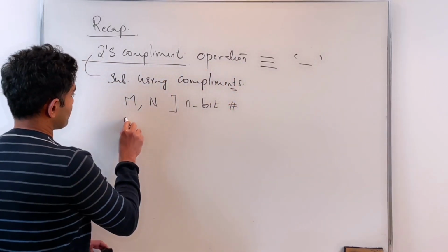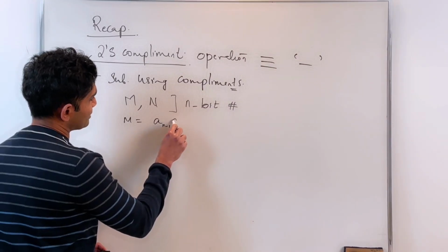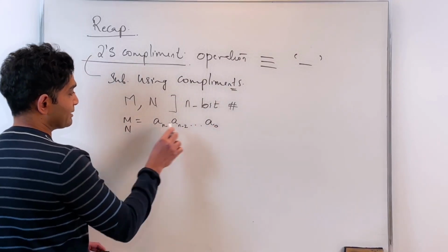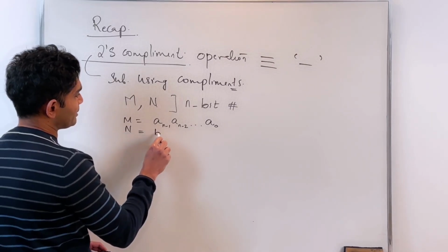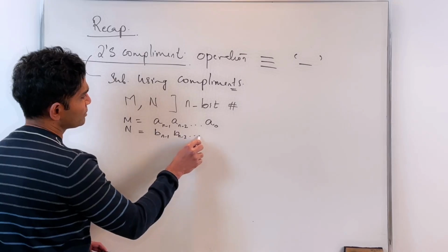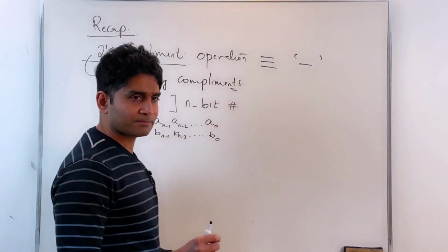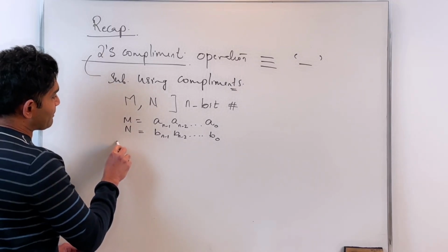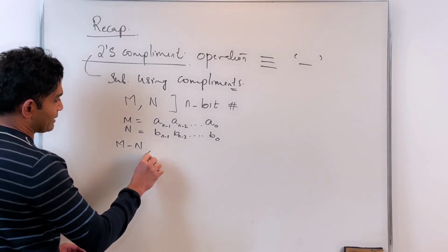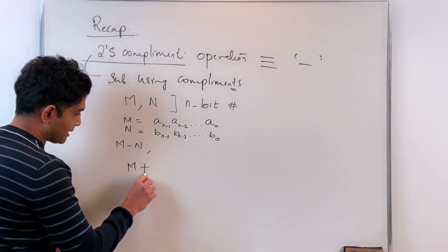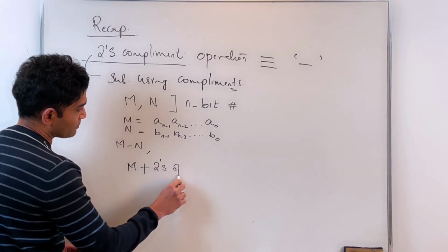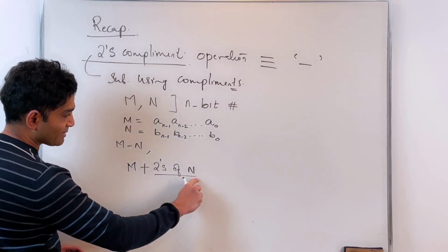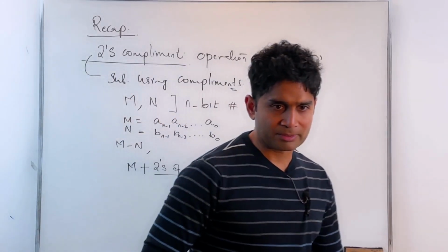Let's say my m is given by a n minus 1, a n minus 2, down to a 0. My n is given as b n minus 1, b n minus 2, down to b 0. Those are two n bit binary numbers. Now I want to find m minus n. How do I do this? I take m and add to that the 2's complement of n, because m minus n is m plus minus n, and the 2's complement of n will be minus n.